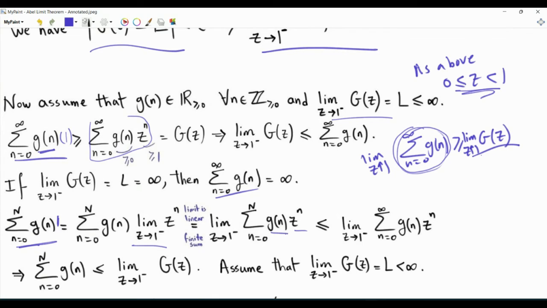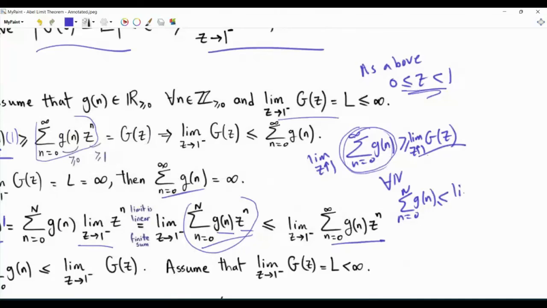Note that z is non-negative, g of n is non-negative, and so you can upper bound this summation by having more terms. We are adding non-negative quantities, and so we get a higher sum by having more terms. So this summation here is upper bounded by the full sum going to infinity. This summation is the generating function. So for every big N, what we have is that summation n from 0 to big N g of n is upper bounded by the limit z approaching 1 from the left of the generating function g of z. This is true, and this guy now is equal to big L, and we are investigating the case in which big L now is finite.